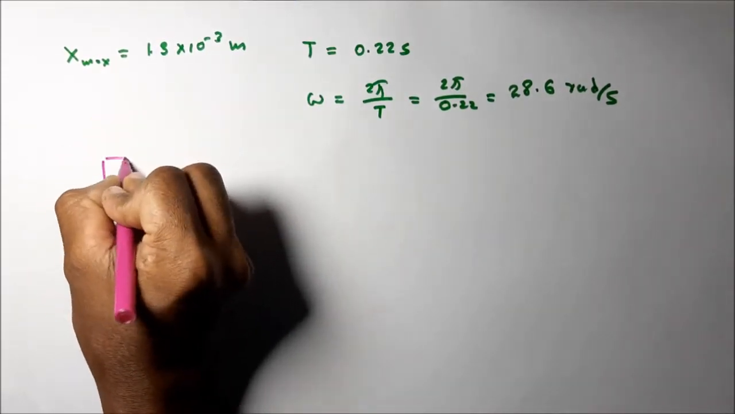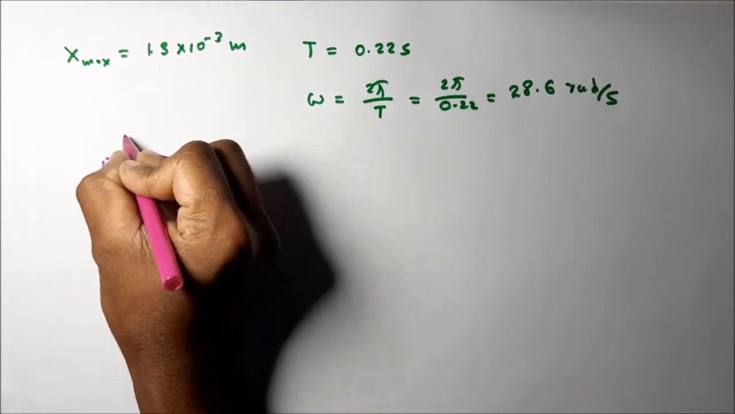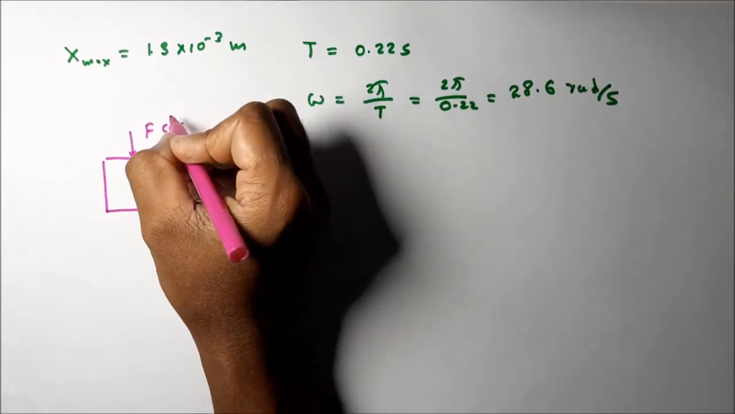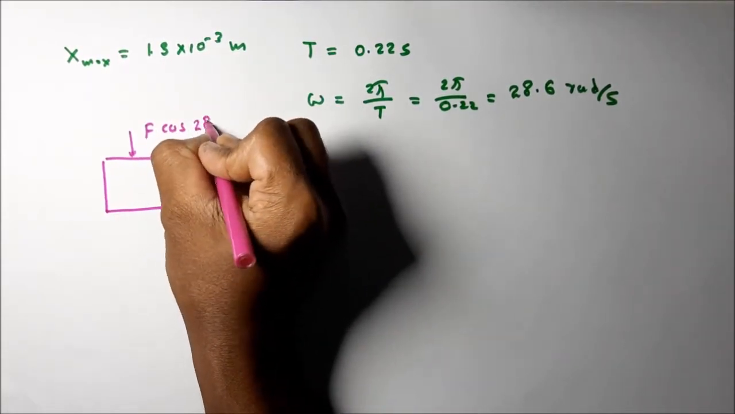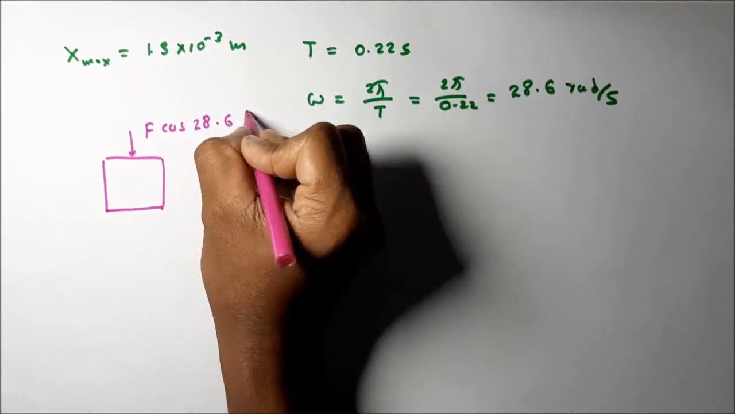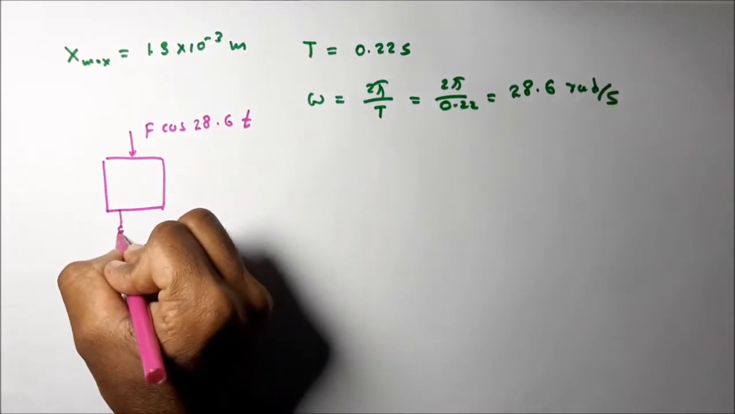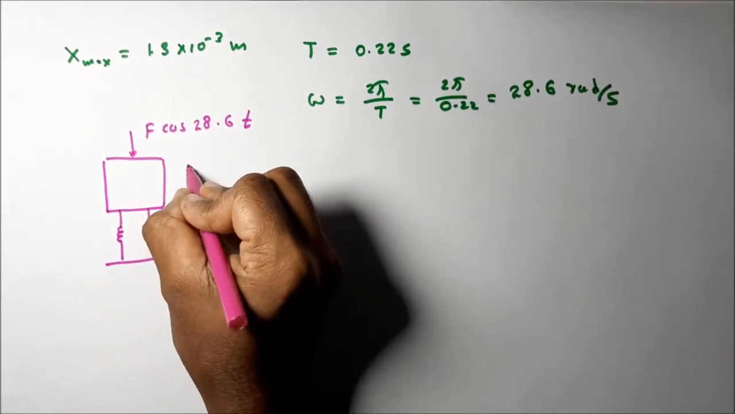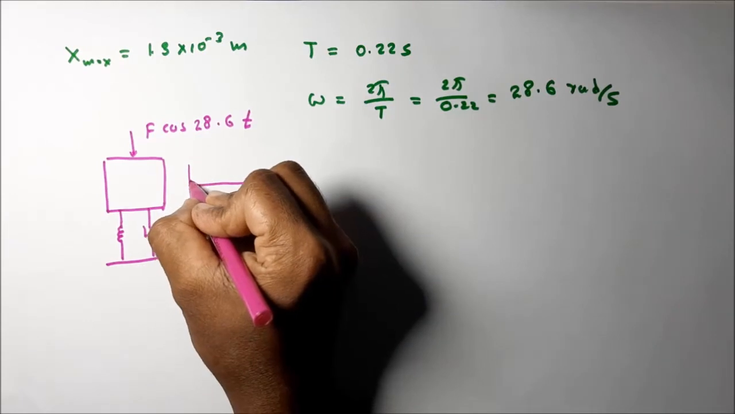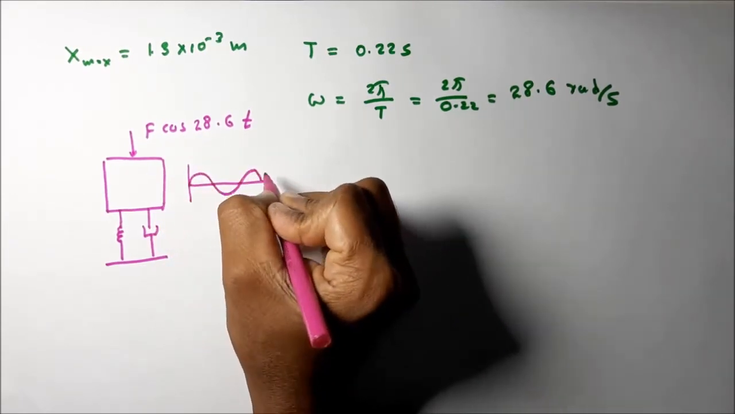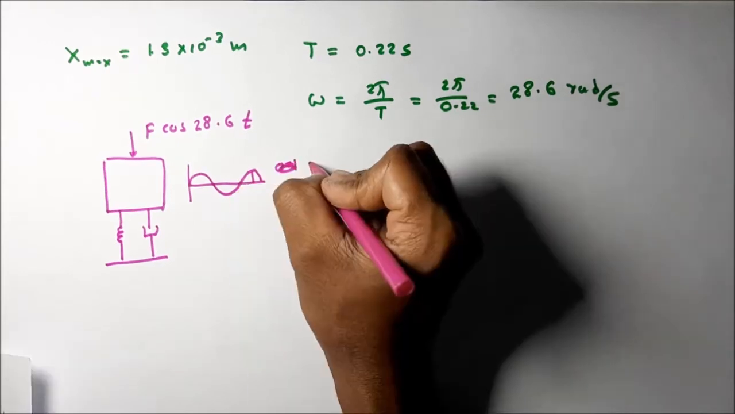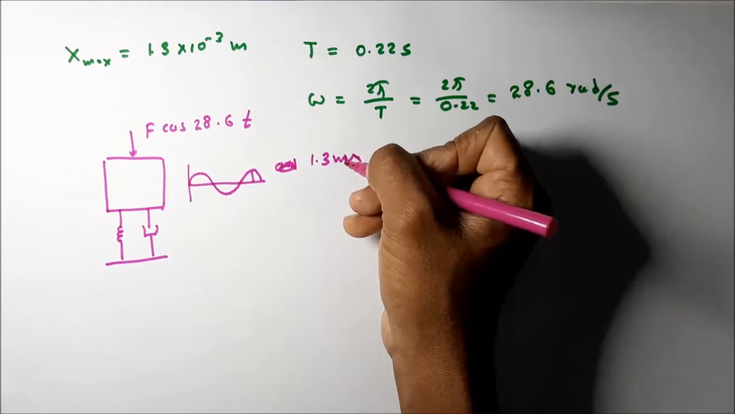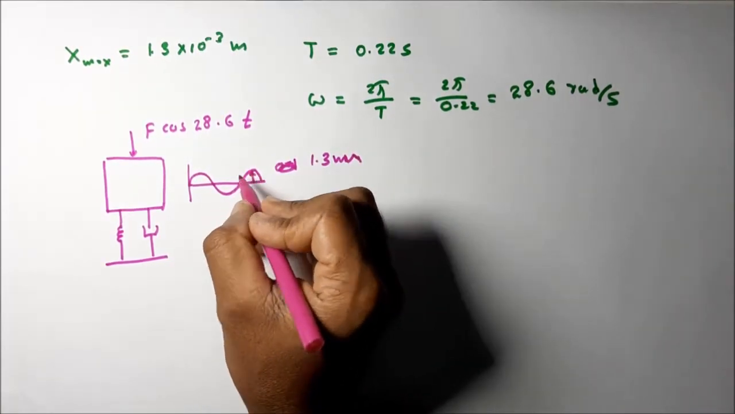Then let me draw the diagram for this one also. What is the force? F cos 28.6 t. At this position, the mass produces the maximum amplitude of vibration. That maximum value is equal to 1.3 millimeters. Okay, 1.3 millimeters, the maximum amplitude in this situation.